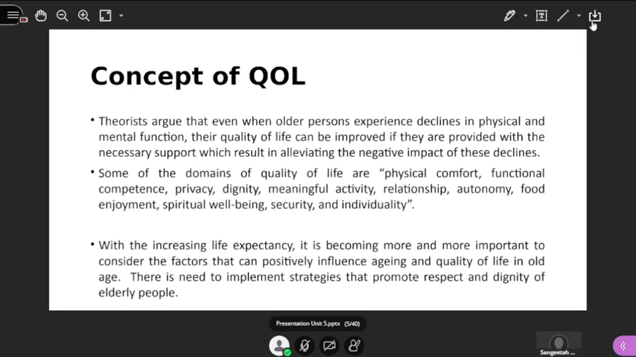Theories argue that even when older persons experience declines in physical and mental function, the quality of life can be improved if they are provided with the necessary support, which results in alleviating the negative impact of these declines.